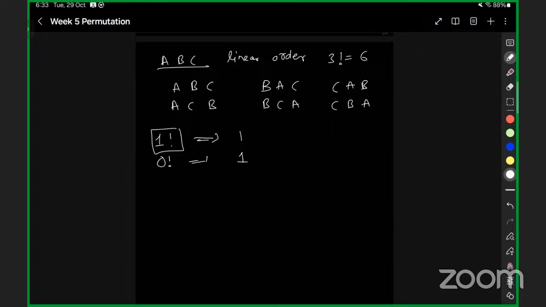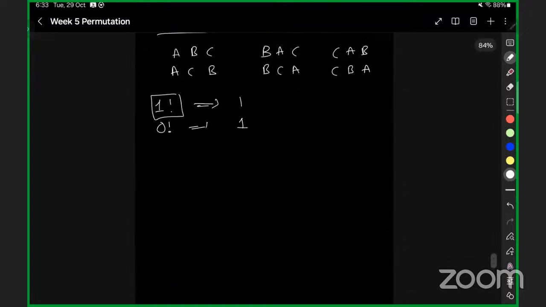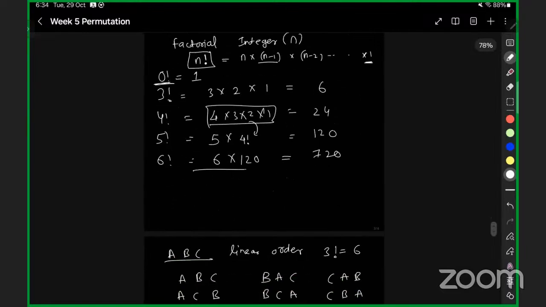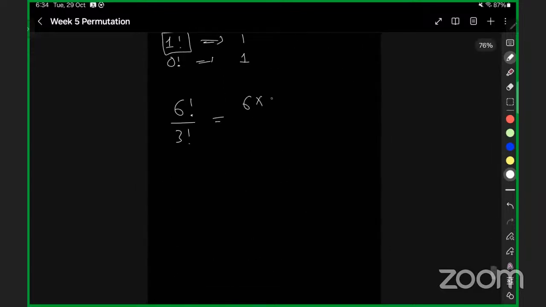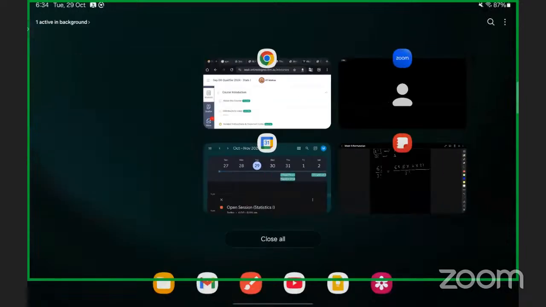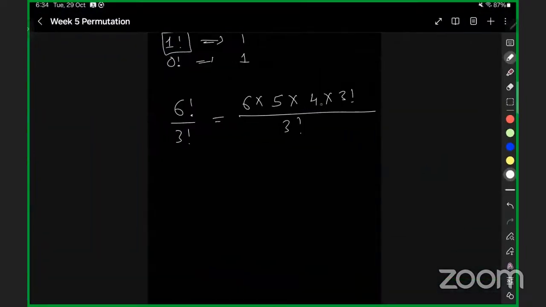Now let's see. If I give you something like 6 factorial by 3 factorial, what could this be? You want to figure it out. I can write 6 into 5 factorial, and 5 factorial is also 5 into 4 factorial, and 4 factorial is 4 into 3 factorial, right? So I can write this as 6 into 5 into 4 into 3 factorial, divided by 3 factorial, and then I can remove them. So you will get 6 into 5, 30, into 4, 120.